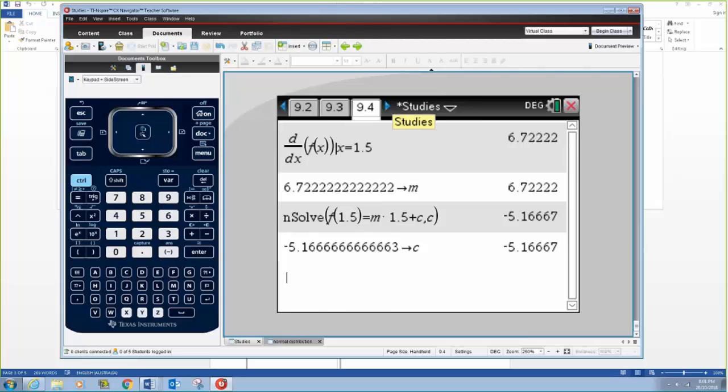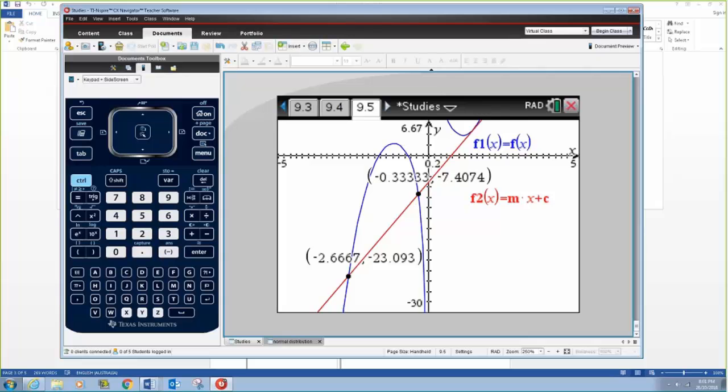What I can do then, I can actually now sketch mx plus c. The calculator knows what m is, what c is, and now it will beautifully cut my graph, and I can find the points of intersection. So that's a way of overcoming the difficulty with trying to retype the equation or not having it very accurate.